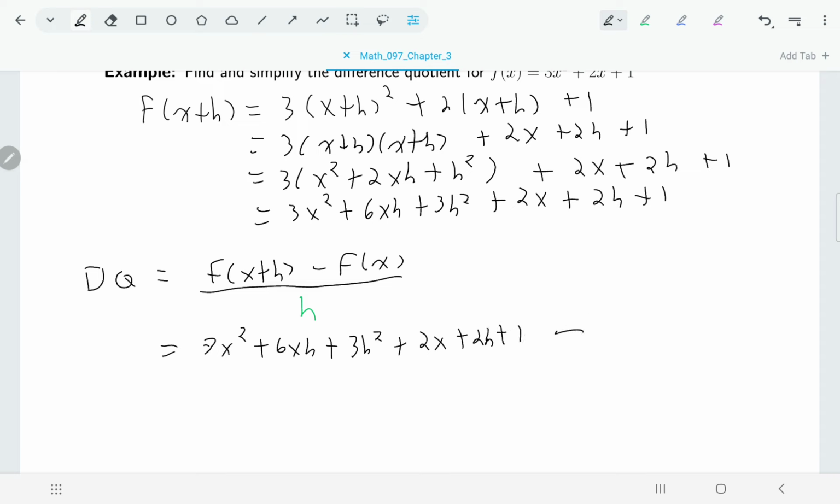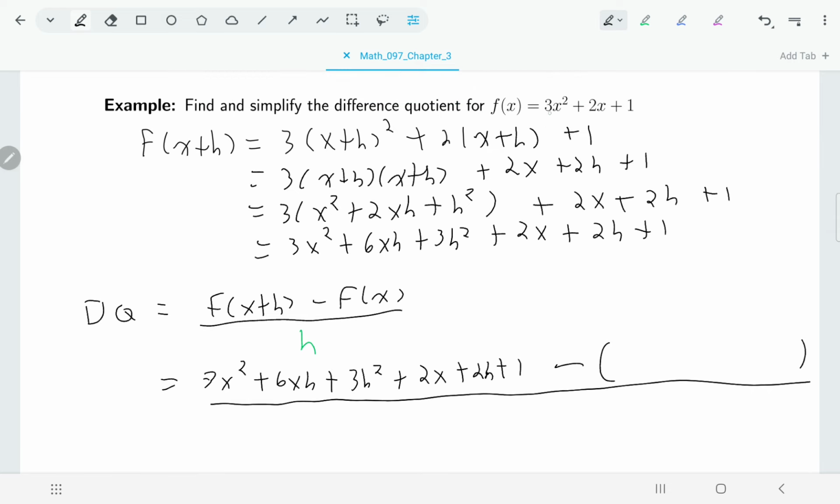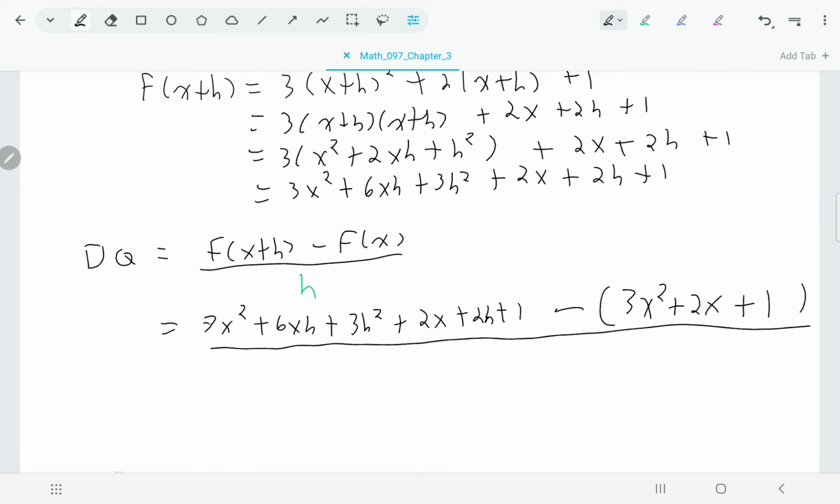And for subtracting f of x, here's where I'm going to again be a little bit careful, since I want to make sure that I subtract all of f of x. When I'm subtracting f of x, I'll do so in brackets to remind myself that I'm not just going to be subtracting the first term, I'm subtracting the entirety of f of x. So I want to subtract the 3x squared and also the 2x and also the plus 1. All of those need to be subtracted. And all of this is over my denominator of h.